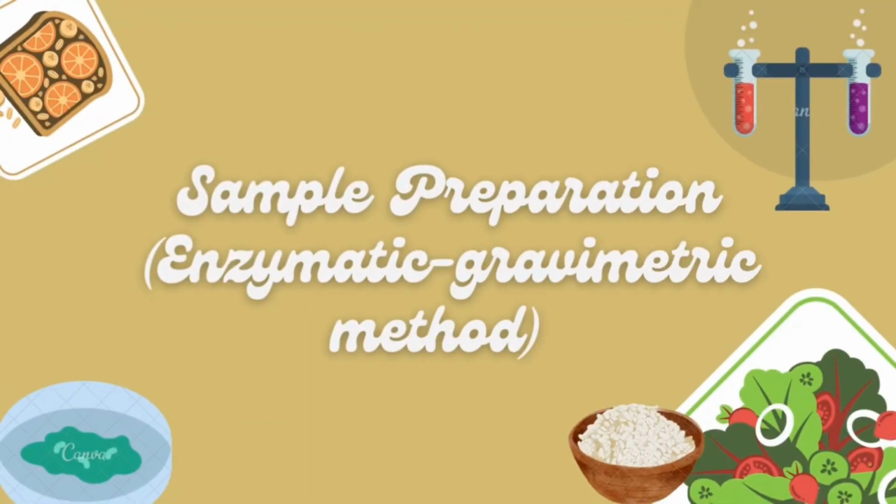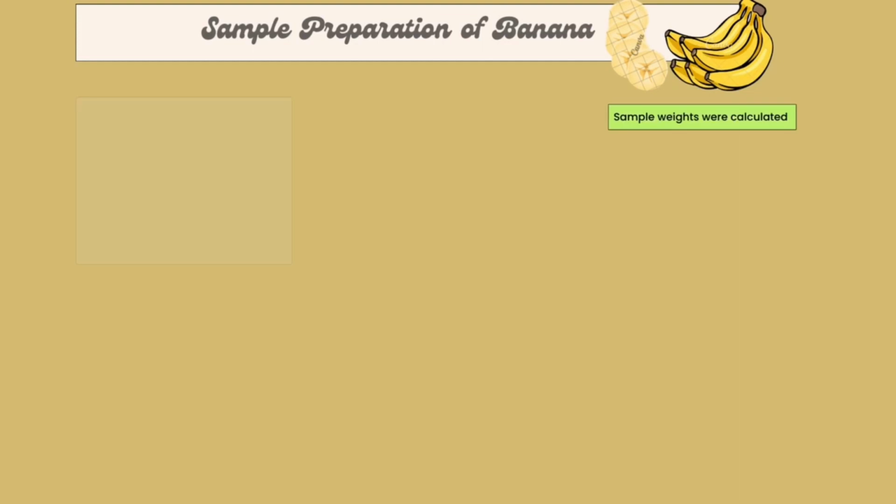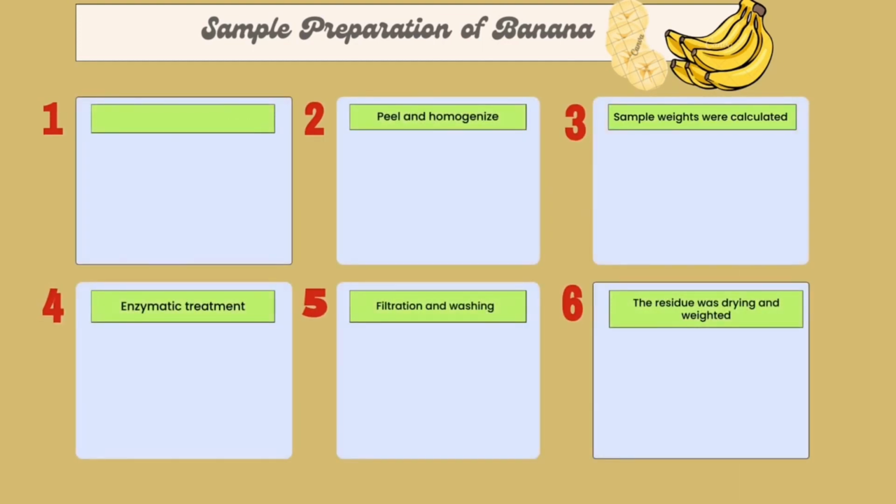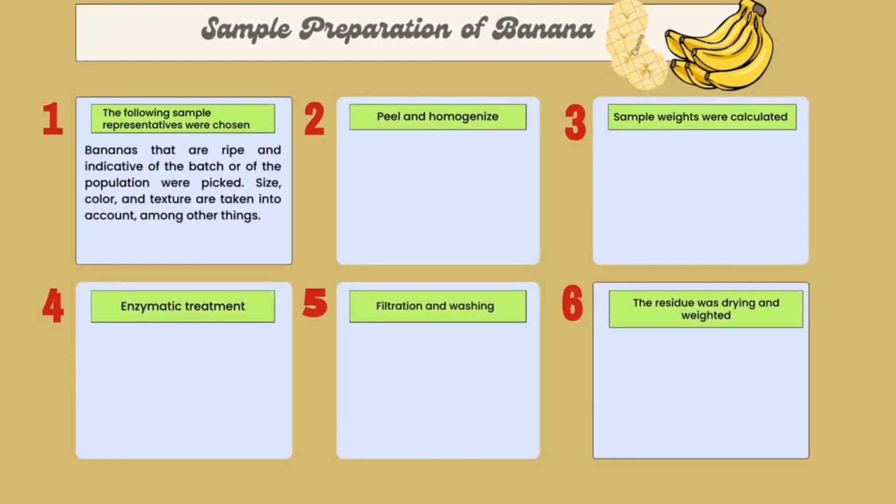Next, we move on to sample preparation. Our first sample we use is a banana. Here are 6 steps in banana sample preparation. Bananas that are ripe and indicative of the batch or of the population were picked. Size, color, and texture are taken into account among other things.